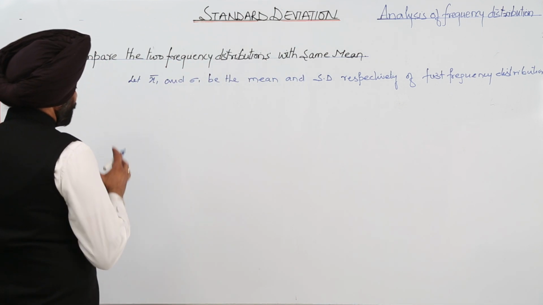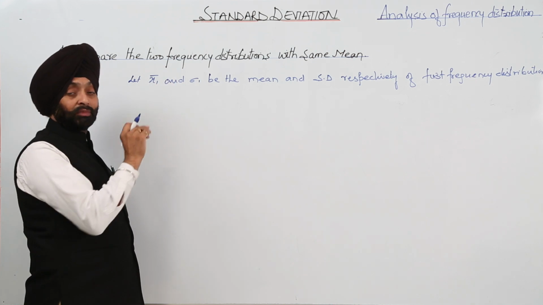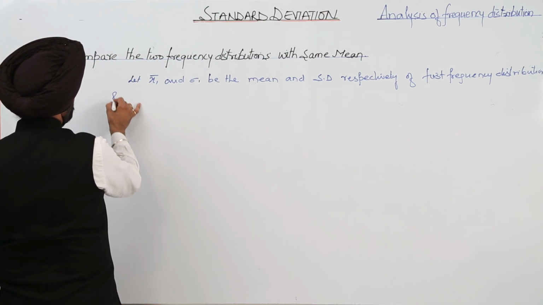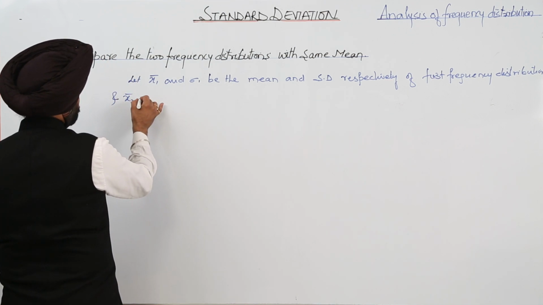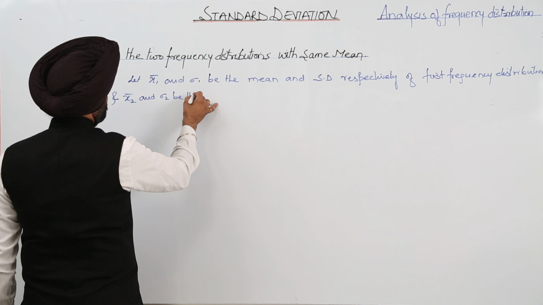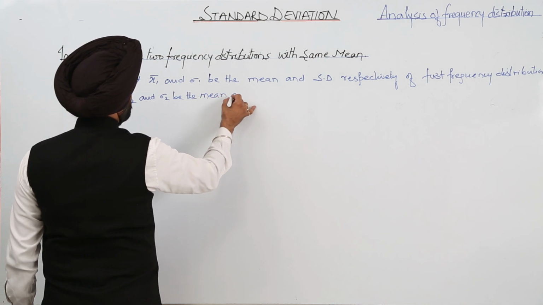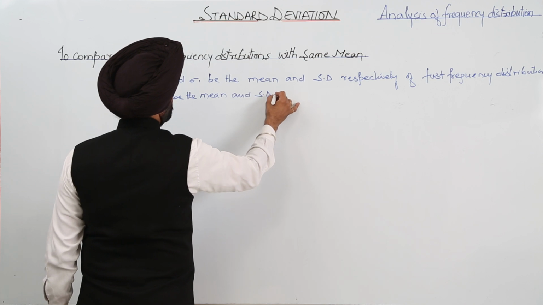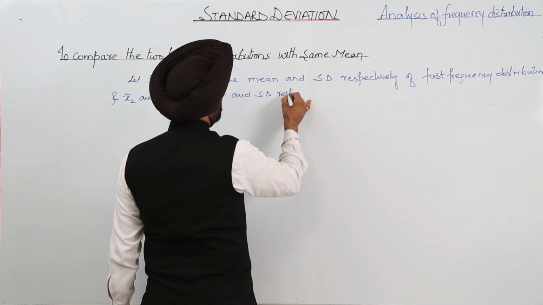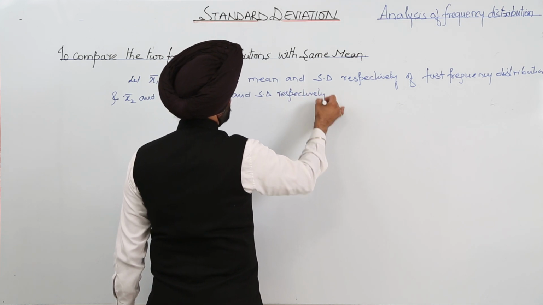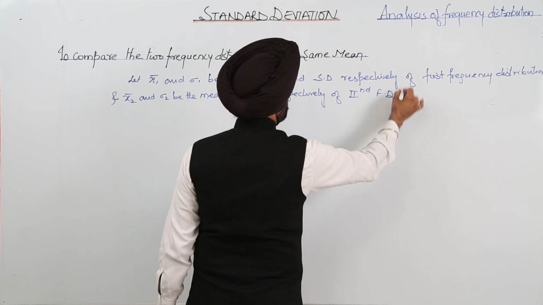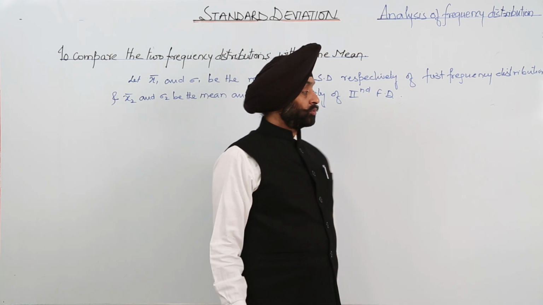Okay, let x1 mean be denoted by x1 and small sigma 1. Okay, 1 shows first. And x2 mean of x2 and sigma 2 be the mean and standard deviation respectively of the second frequency distribution. Okay, FD means frequency distribution.